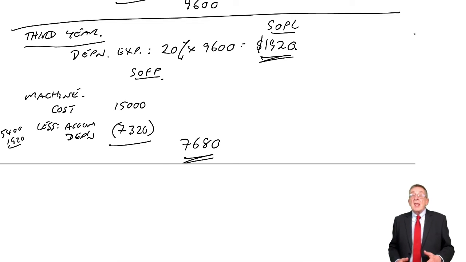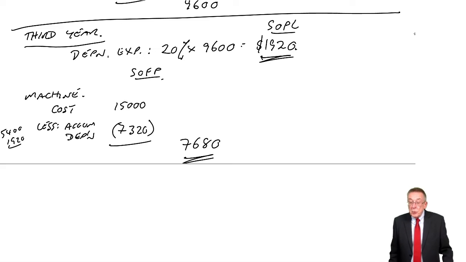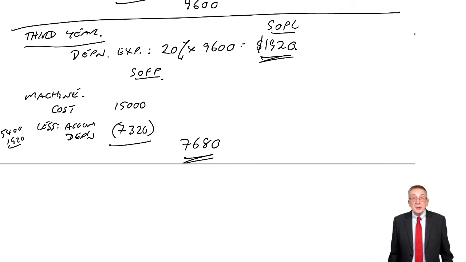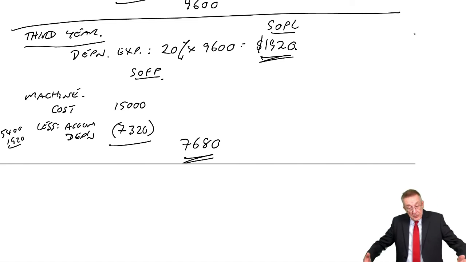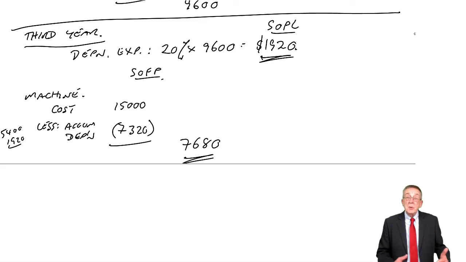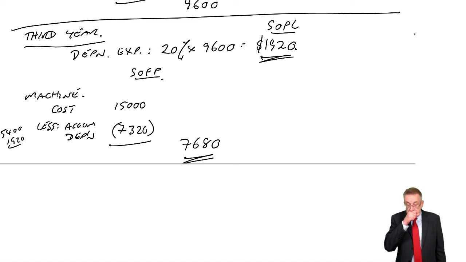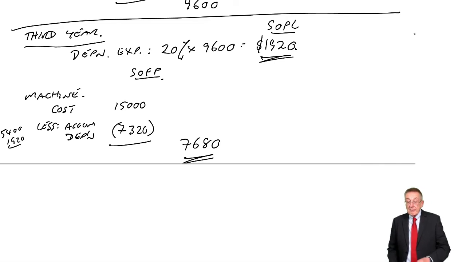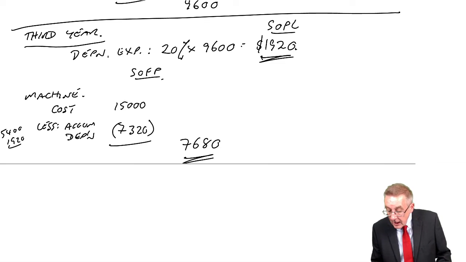And you have to do all similar assets the same way. So, you can't just do one machine reducing balance and another machine straight line. Either you do all your machines reducing balance or you do all your machines straight line. However, there are the rules. Surely you can practice them.